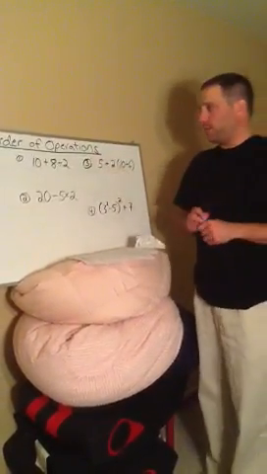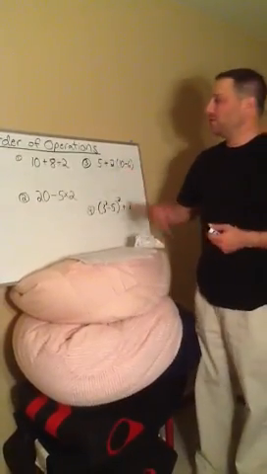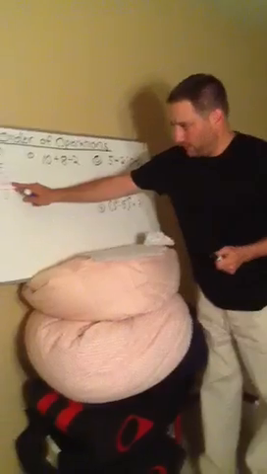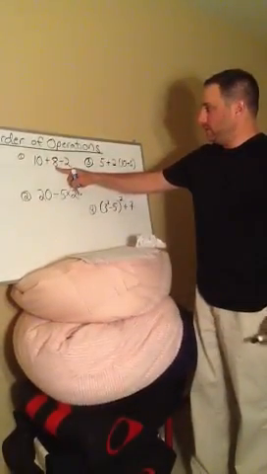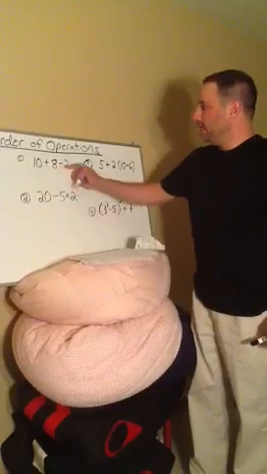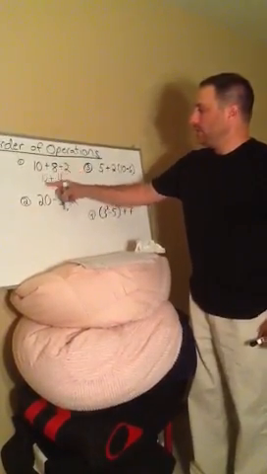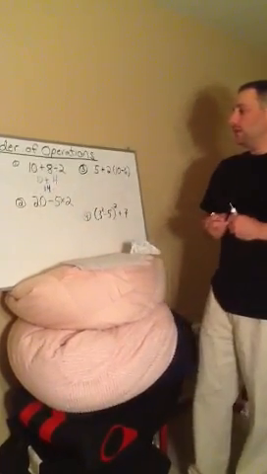So let's start with problem number 1. Here we have 10 plus 8 divided by 2. Now, a lot of students like to do the addition first because they're comfortable with that. But you can't do that. Division comes before addition. So, first thing you have to do is division, which is 8 divided by 2. 8 divided by 2 is 4. Now, the last step you're going to do here is 10 plus 4, which is 14.